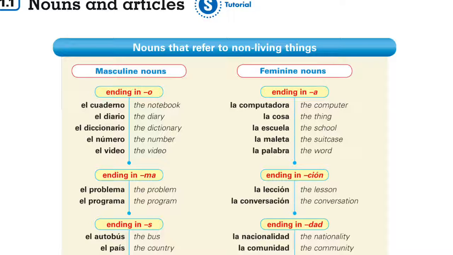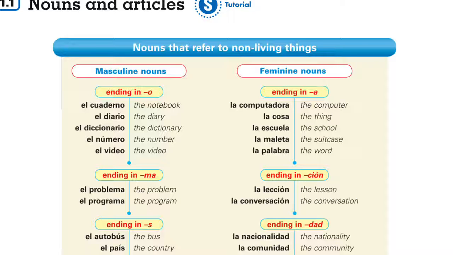The problem, the program. Okay, what if a noun ends in S? Same thing, we have to look at our article in the front. El autobús. Say it with me. El autobús, the bus. El país, the country. Okay? So far, so good with the masculine nouns.